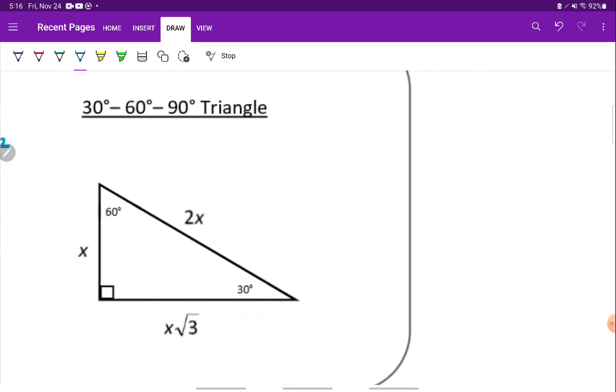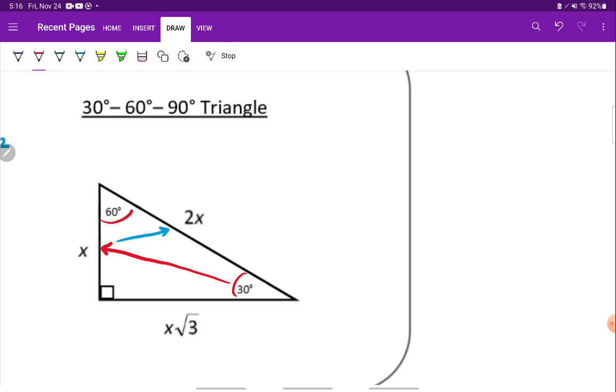Then we have our 30-60-90 triangle. So right angle, 30 degrees for one angle, 60 degrees for the other. The shortest side of this triangle is always across from the 30-degree angle. And we're always going to label that side x. The hypotenuse is twice the short side.